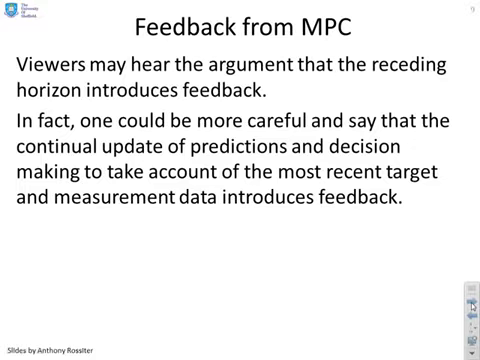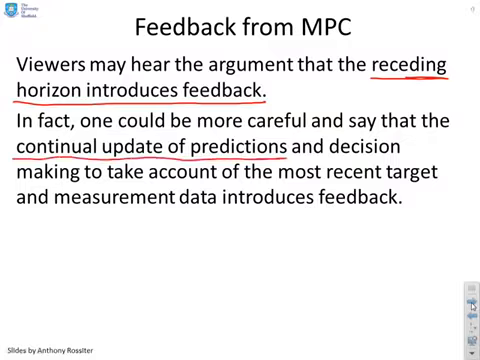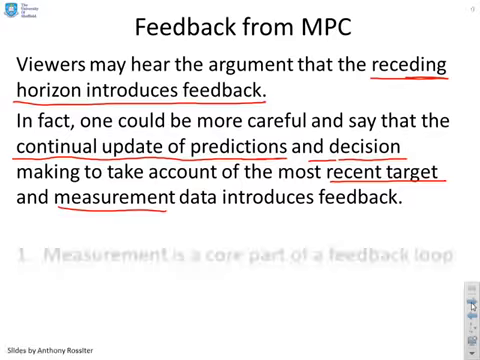What about feedback? How do you get feedback from predictive control? Many viewers will hear the argument that it's the receding horizon that introduces the feedback, and actually that's a bit of a confused statement, and I would put it rather differently. I would say that what gives you feedback is the continual update of the predictions and the associated decision making to take account of the most recent target and measurement data. And anyone who understands feedback will see that it's in fact this statement which gives you feedback.